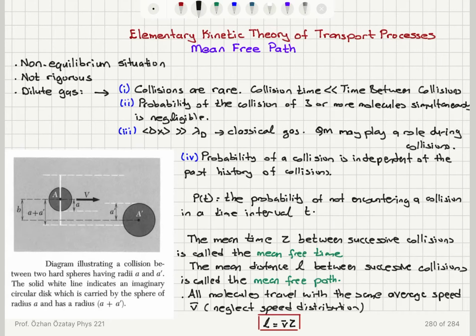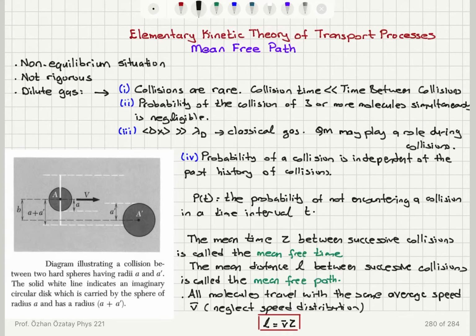We're working with a dilute gas where the collisions are rare. Collision time is much less than the time between collisions. The collisions almost do not take any time. The probability of a collision of 3 or more molecules simultaneously is negligible. The average distance between molecules is much greater than the de Broglie wavelength, so that it's a classical gas, and quantum mechanics only plays a role during collisions.